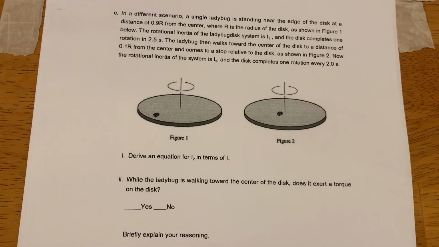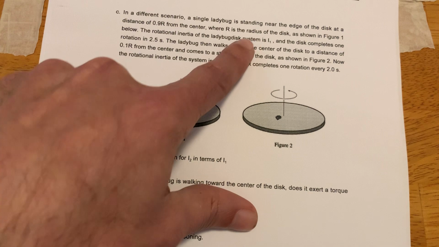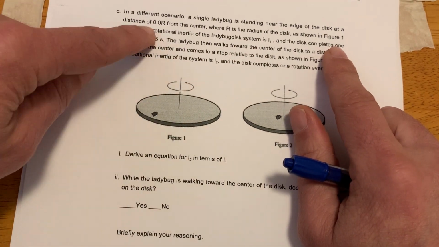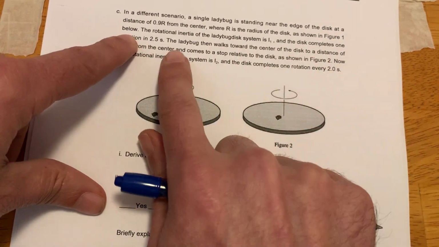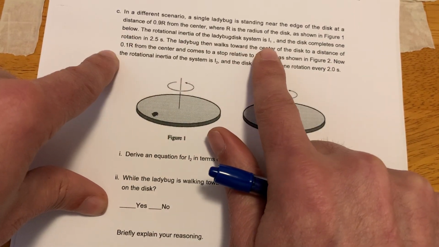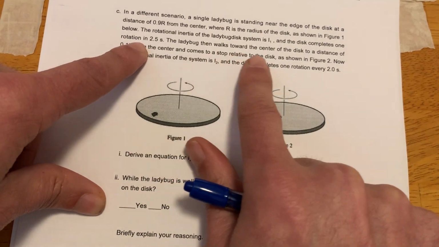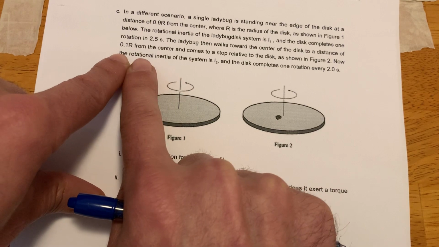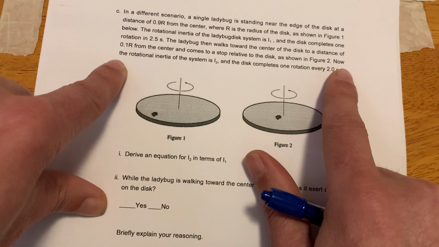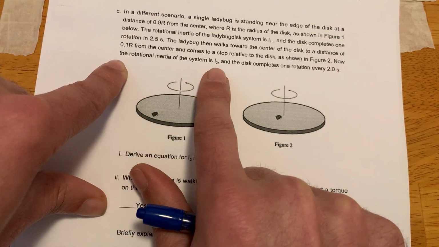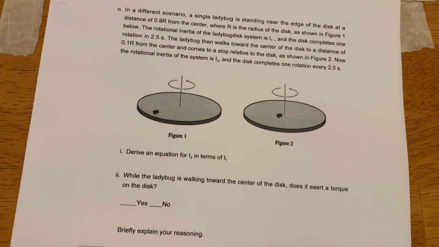All right, a different scenario. A single ladybug is standing near the edge of the disc, 0.9 R from the center, where R is the radius of the disc shown below. The rotational inertia of the disc is I1, and the disc completes one rotation in 2.5 seconds. The ladybug then walks to a distance of 1.1 R from the center and comes to a stop relative to the disc, as shown in figure 2. The rotational inertia is I2, and the disc completes one rotation every 2 seconds.